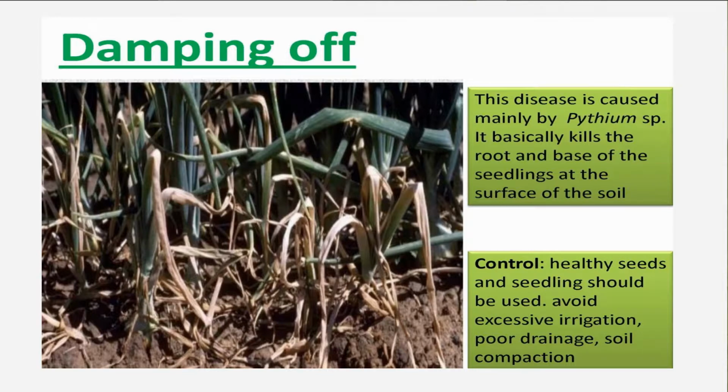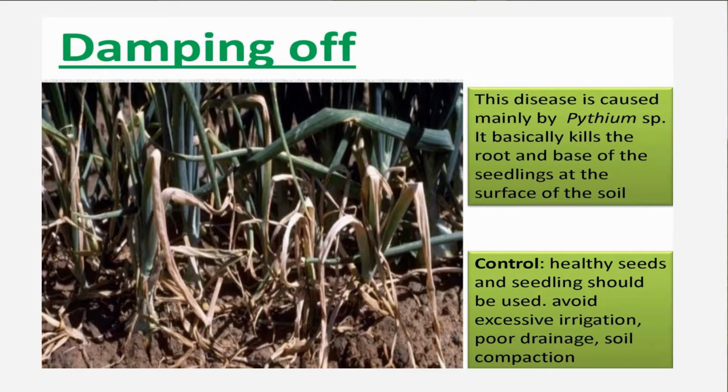All right, how can you control this? You need healthy seeds that have been treated. Or you can use seedlings. Once you know that your seedlings have already been out, you should be pretty okay. Avoid excessive irrigation, because obviously this disease tends to like moist conditions, so you need to watch how you're irrigating. You need to have proper drainage, and you need to avoid soil compaction. Why? Because with soil compaction, the water settles in there, so it's not going to be drained off properly. So we have damping off, and this is basically how it would look.